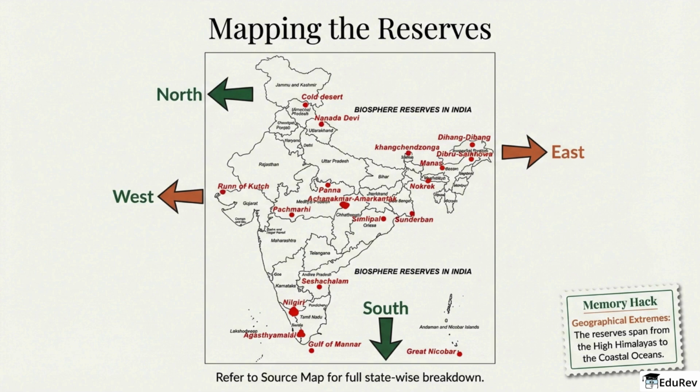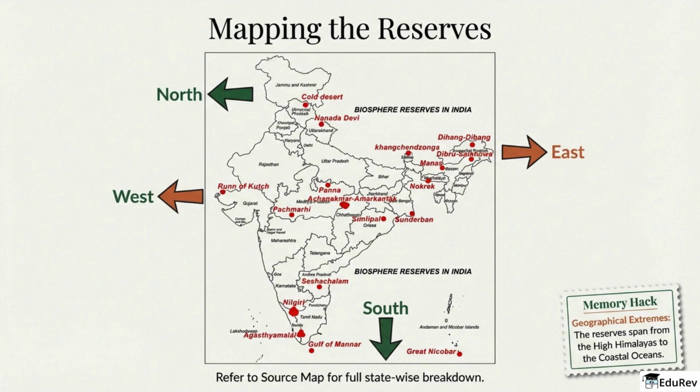In the north, remember Cold Desert and Nanda Devi. In the west, the major example shown is the Rann of Kutch. In central India, note Pachmarhi, Panna, and Achanakmar-Amarkantak. In the east and northeast, the map marks Simlipal, Sundarban, Nokrek, Manas, Dibru-Saikhowa, Dihang-Dibang, and Khangchendzonga. In the south, the names you must hold are Seshachalam, Nilgiri, Agasthyamalai, and Gulf of Mannar. And in the island region, remember Great Nicobar.